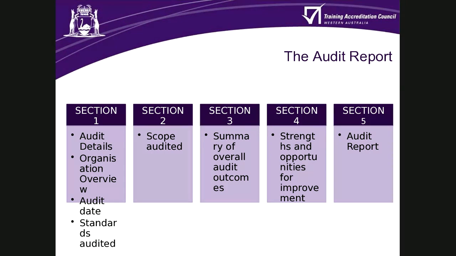Then section 4 gives the auditor an opportunity to highlight any strengths that they might have found or opportunities for improvement. And then section 5, which is the bulk of the audit report, is the actual specific responses against the clauses that have been audited.